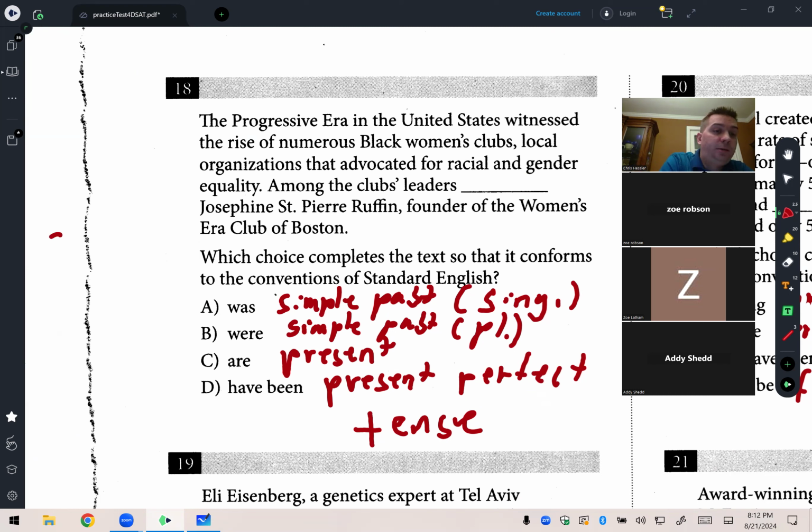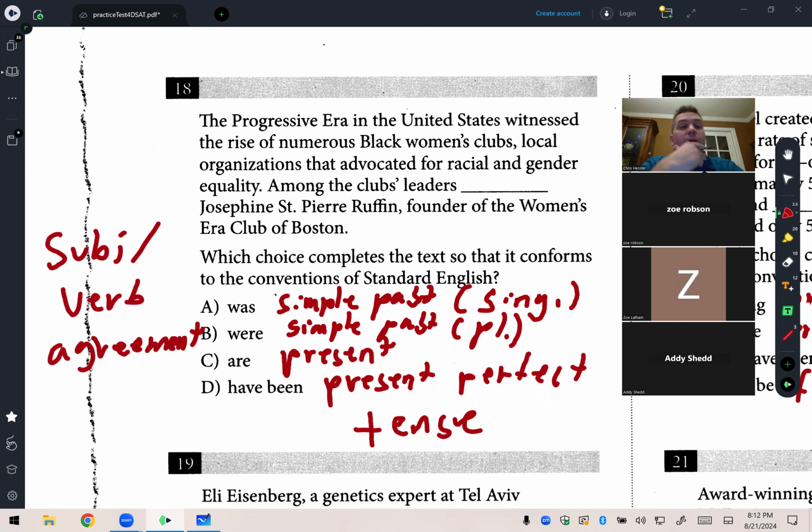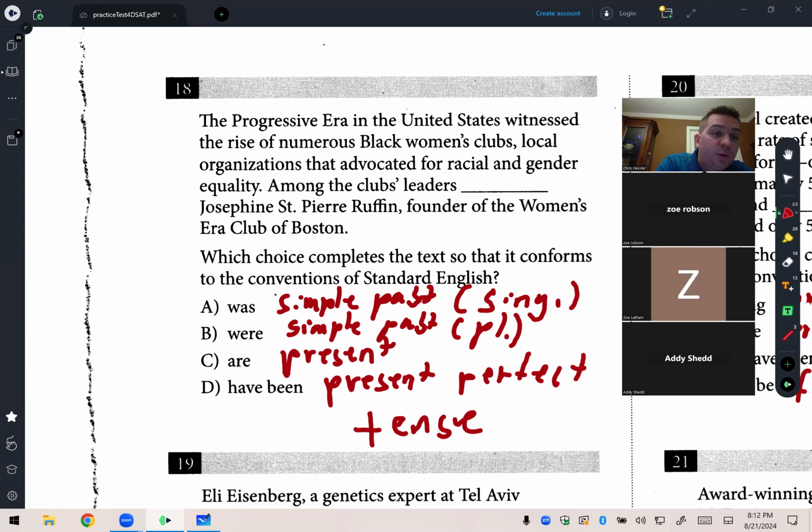In addition to tense, because singular subjects take singular verb forms, plural subjects take plural verb forms. And maybe I'll just write down the verb that we're dealing with here. It's the to be verb. All right, so do we need a singular version of to be? Do we need a plural version of to be? Do we need a past tense of to be? Do we need a present tense of to be? So it's kind of testing a few different things here with this question.